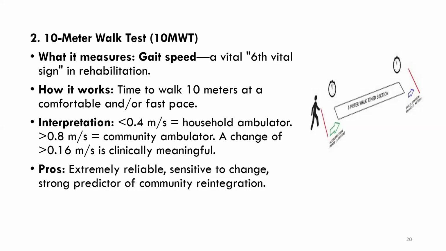When it is greater than 0.8 meter per second, then that stroke survivor is considered able to go into the community, because the individual can walk in the community, can cross roads, can cross bridges and other obstacles that he or she can find within the community. From the baseline to the period after some sessions of rehabilitation, a change of greater than 0.56 meter per second is considered clinically meaningful.